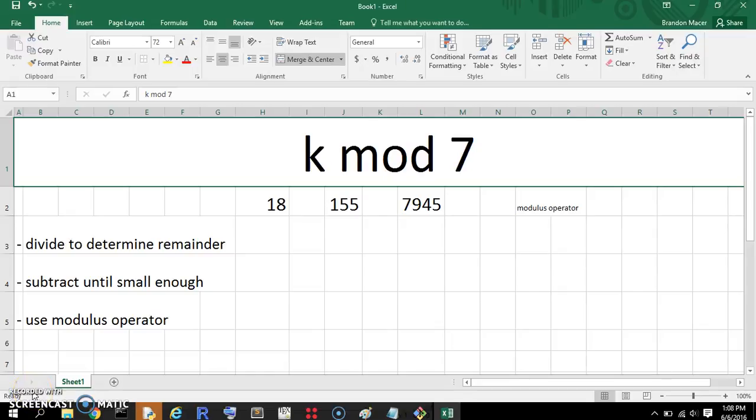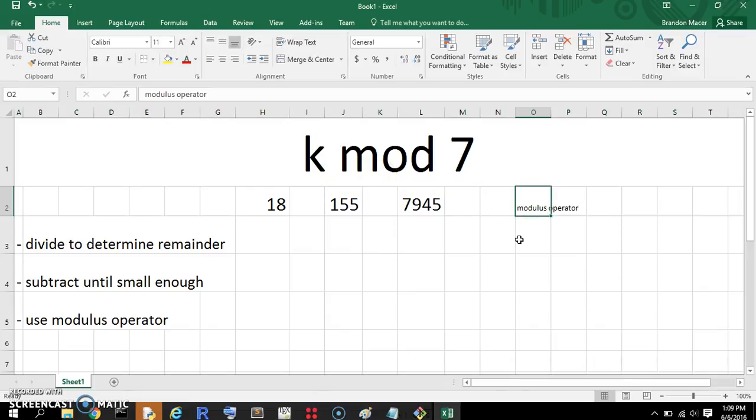Hello, this is an introduction to modulus and the mod operator. We're going to talk about three ways to calculate modulus and what modulus is. Generally, you're going to see modulus in the form something mod something else. Oftentimes it'll be k mod something, where k is like x, but they'll call it k.